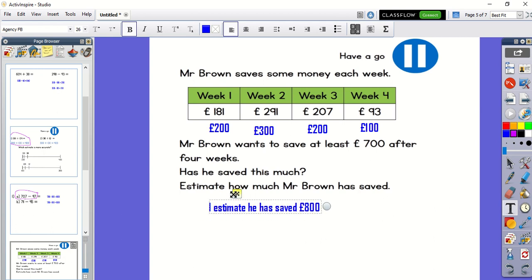Okay. Has he saved enough money? Well, he wants to save at least 700. I'm estimating he's saved about £800. So has he saved enough? Yes, he has. According to my estimate, he has anyway.